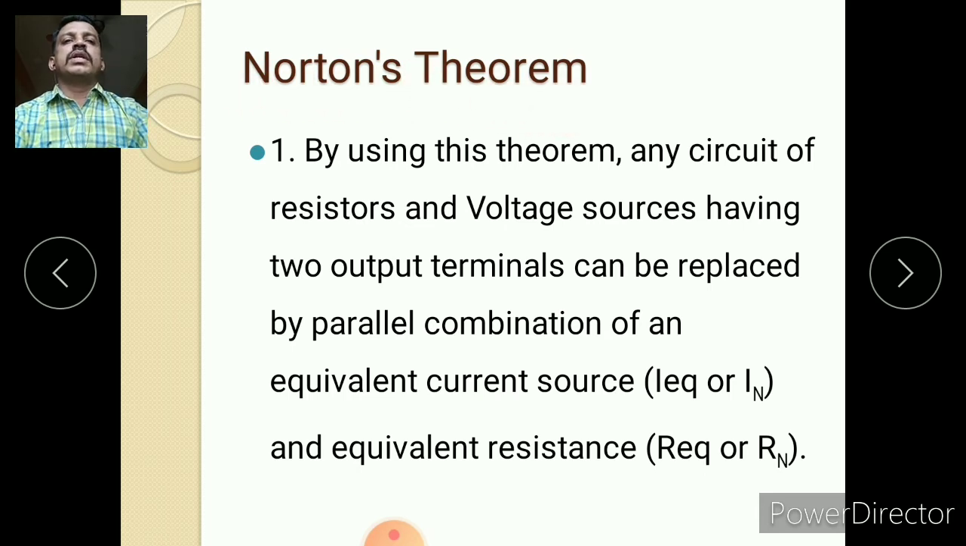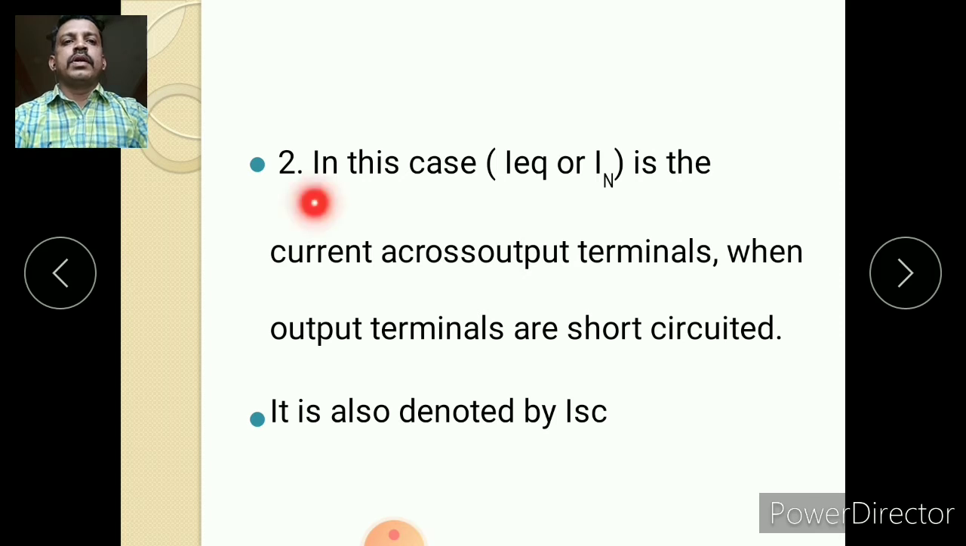Now Norton's theorem. By using this theorem, any circuit of resistors and voltage sources having two output terminals can be replaced by a parallel combination of an equivalent current source IEQ or IN and an equivalent resistance REQ or RN. In this case, IEQ or IN is the current across output terminals when the output terminals are short circuited. It is also denoted by ISC, SC means short circuit current.